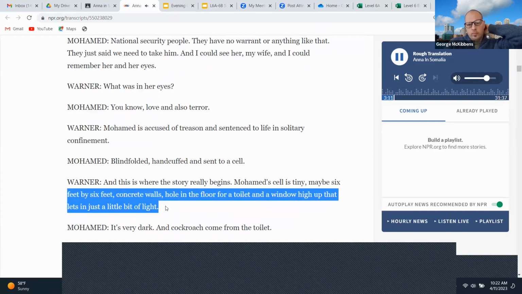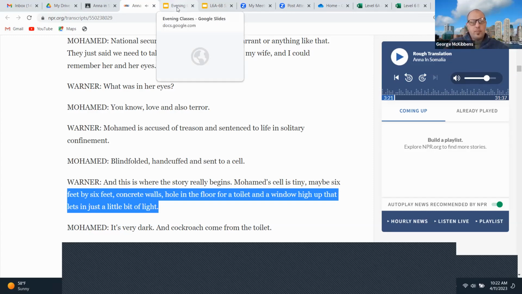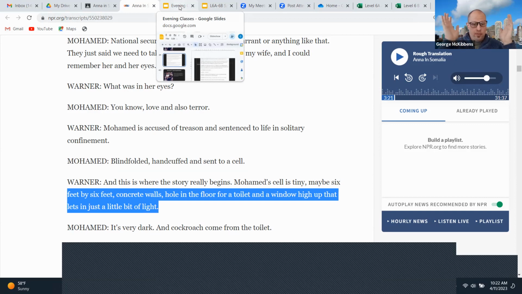Mohammed's cell is tiny, maybe 6 feet by 6 feet, concrete walls, hole in the floor for a toilet, and a window high up that lets in just a little bit of light. All right, so that's the premise of the story. This young man has got himself thrown into prison for the rest of his life. And he's got to figure out how to not lose his mind.